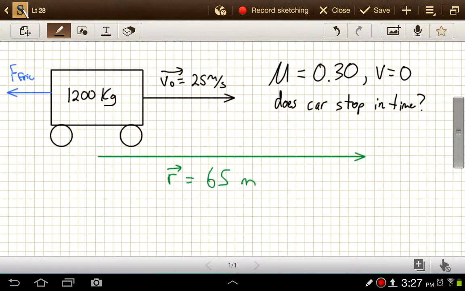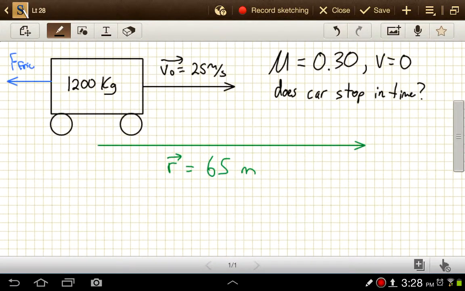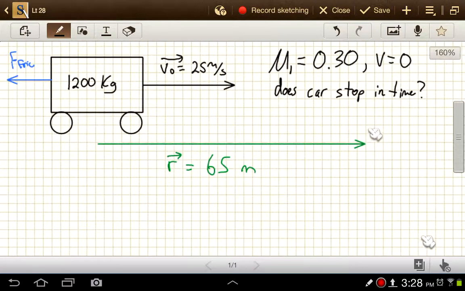So we've got a 1,200 kilogram car, and we'll say it's traveling at 25 meters per second initially, and the driver sees something out ahead 65 meters and slams on the brakes and is sliding after this point. So we have a value for the coefficient of kinetic friction, mu k, of 0.30. The final velocity needs to be 0, and the question here is, does the car stop in time?